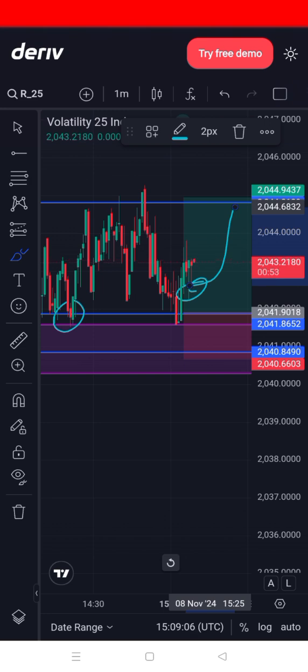And what's our target? Look at these wicks here again, the candlesticks forming are creating very long wicks behind them, leaving long wicks.